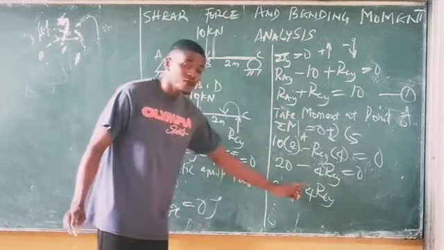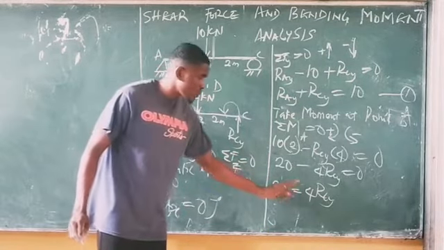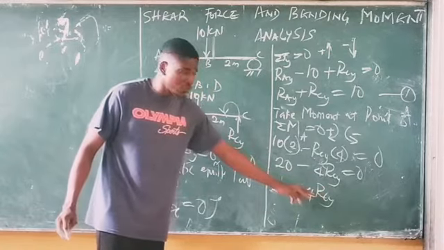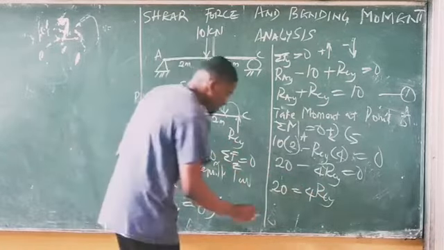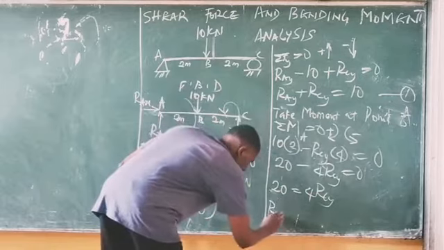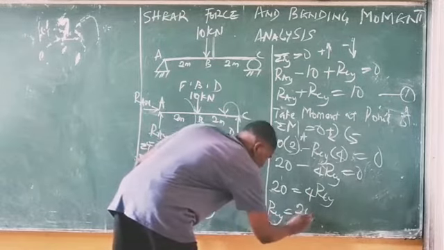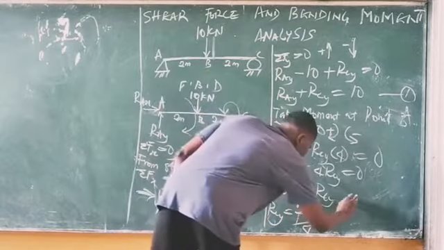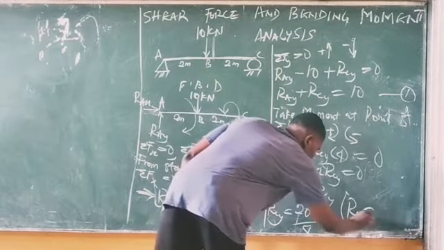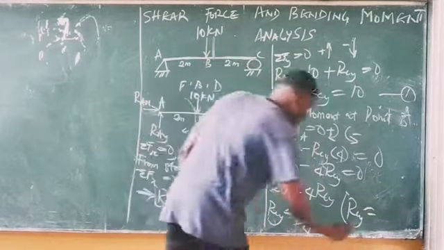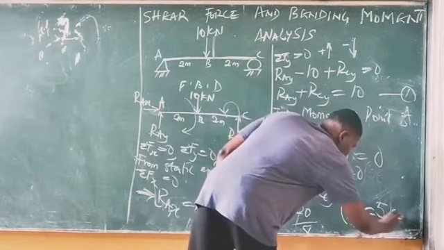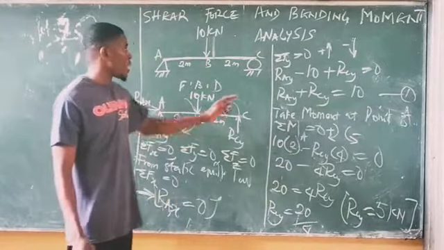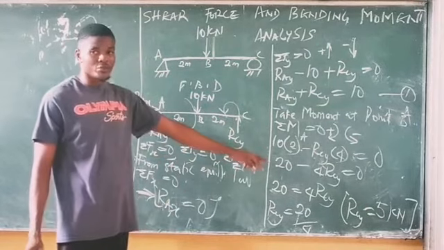And in order to obtain RCY, we divide both sides by the coefficient of RCY, which is 4. Alright, so it means now that RCY is simply 20 divided by 4, which is 5 kilonewtons. So the reaction at point C in the y direction is simply 5 kilonewtons.